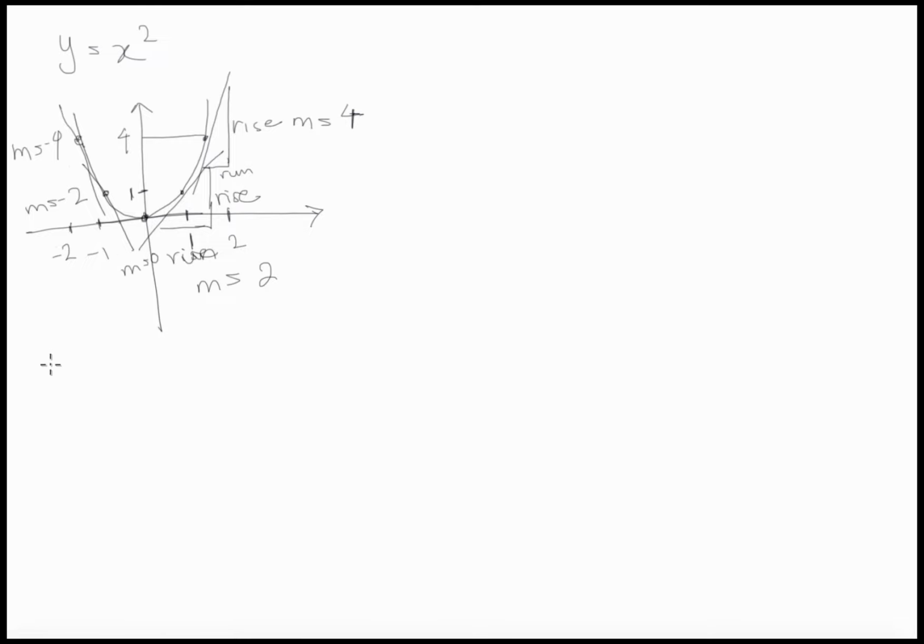If I write this down, at x is equal to 1, our gradient was 2. At x is equal to 2, our gradient was 4. At x is equal to 0, our gradient is obviously 0. At x is equal to -1, our gradient is -2. And at x is equal to -2, our gradient is -4. So what we want to do now is draw a graph of this gradient.